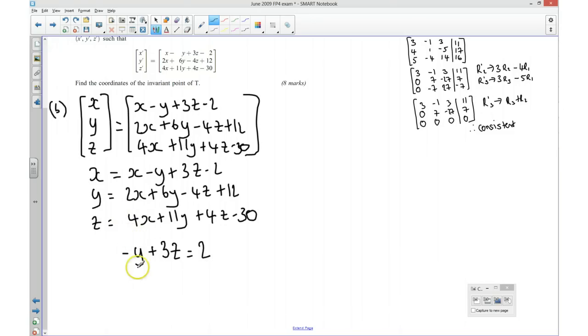For the second equation, I'm going to get 2x plus 5y take away 4z is equal to negative 12. And the third equation, I'm going to get 4x plus 11y plus 3z is equal to 30. Okay, right. So those are my 3 equations.